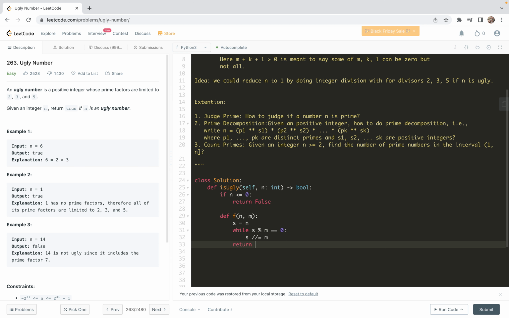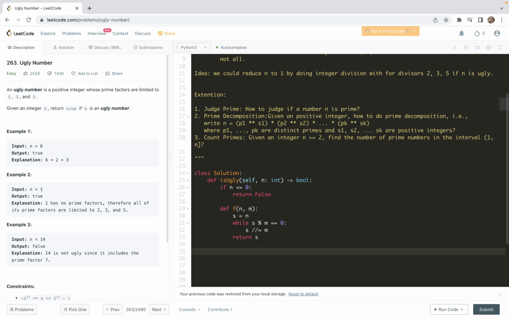We can introduce a temporary variable just for convenience, s equals n. Then what we're going to do is, while s modulo m equals 0, we have factor m inside s, so we do integer division using m. We update s by this, right? And then we return the final state of s after the while loop. The effect is that after this while loop, we return s, and s is in a state such that s contains no m factors.